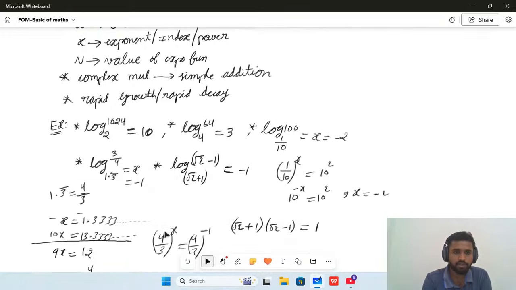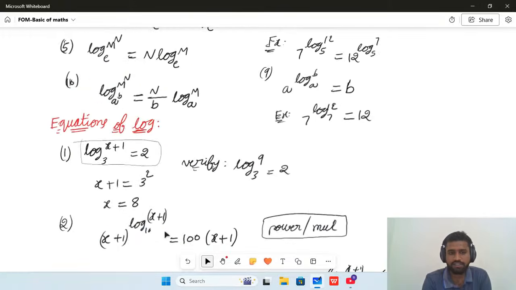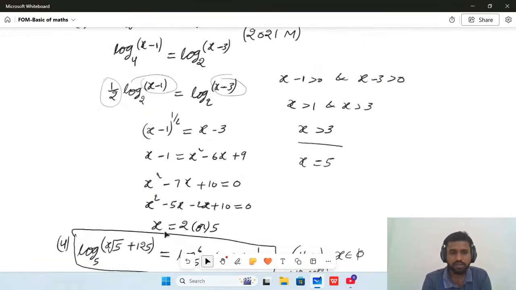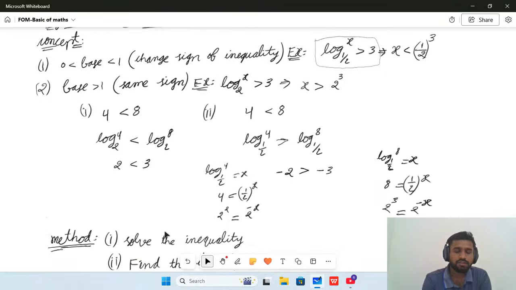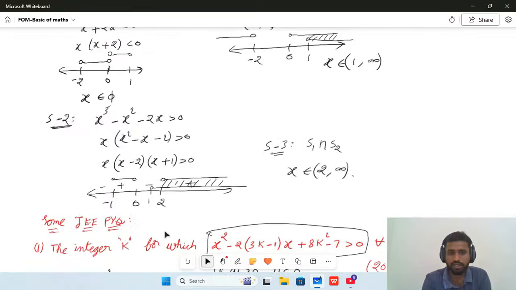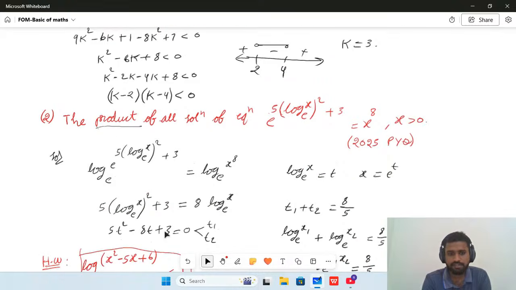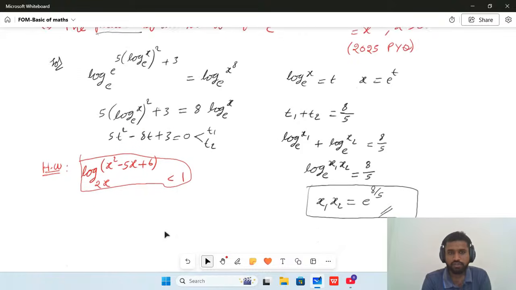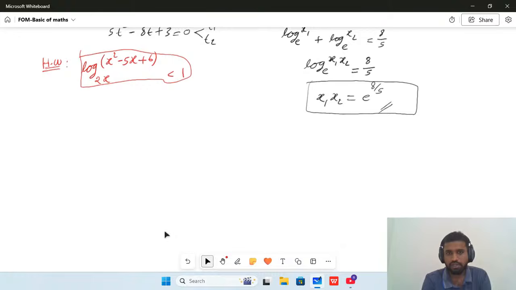And properties of logarithms also we have seen. What is the domain and what is the range, and equations of logarithm. This everything we have covered in the last classes. Then logarithm inequalities, and with the two PYQs we concluded our session, which is basic maths lecture 4. So with the two PYQs we have concluded our logarithms concept.